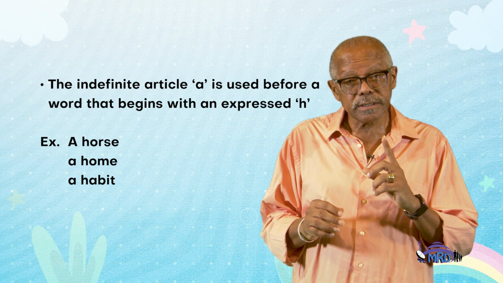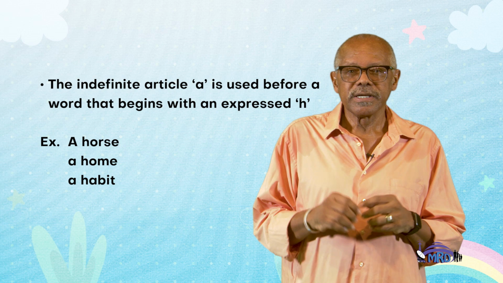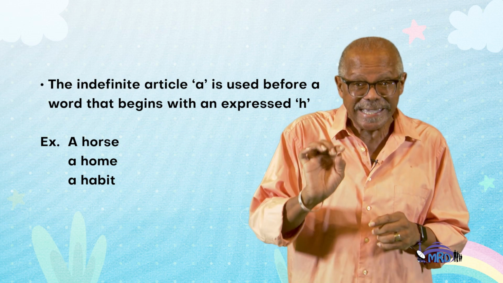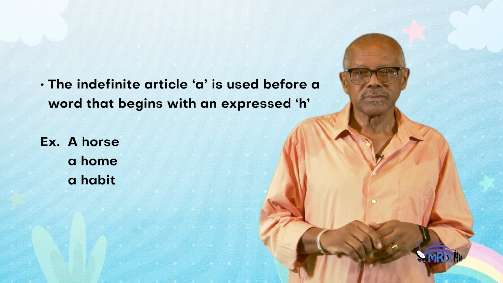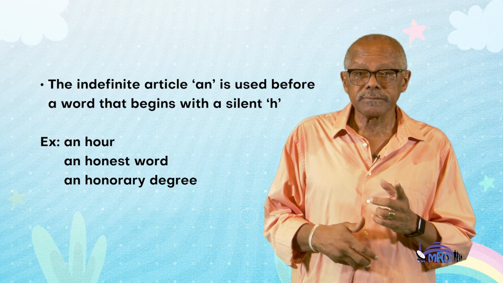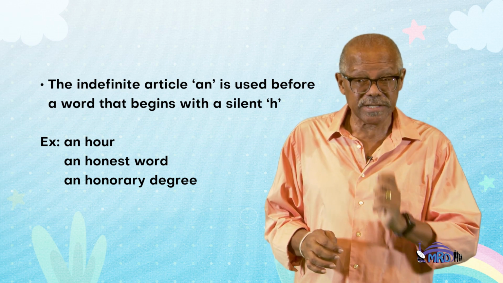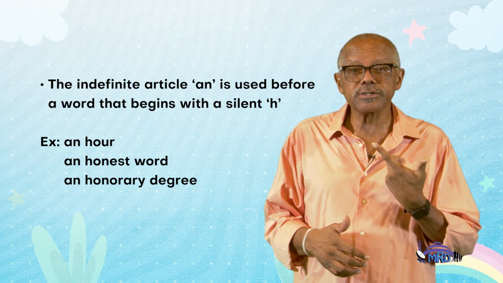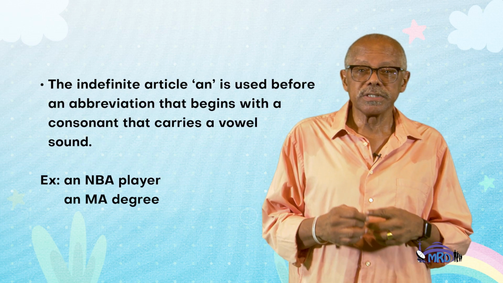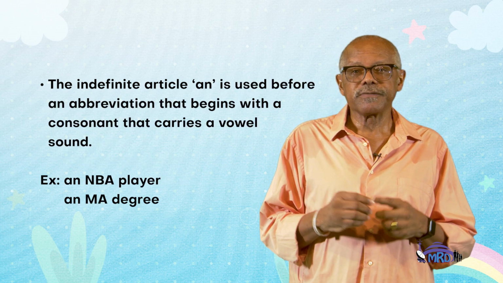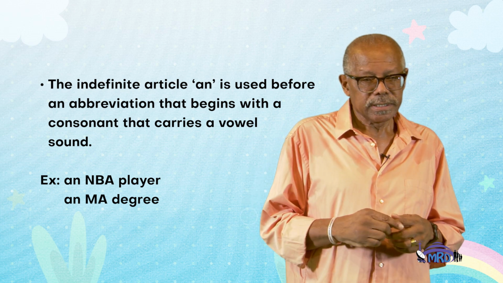The indefinite article a is also used before a word that begins with an expressed H. Note that, an expressed H, a horse, a home, a habit. The indefinite article an is used before a word that begins with a silent H, an hour, an honest word, an honorary degree. The indefinite article an is used before the abbreviation that begins with a consonant that carries a vowel sound. An NBA player, an MA degree.